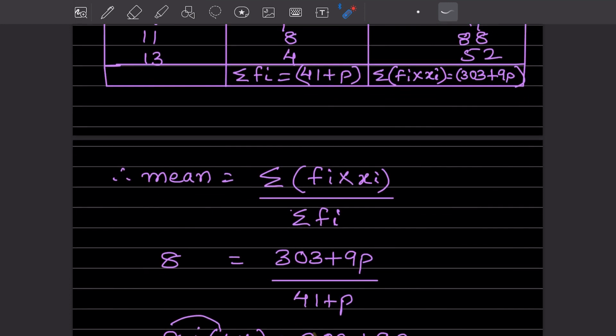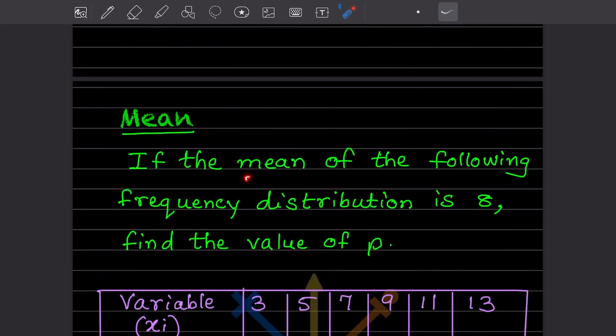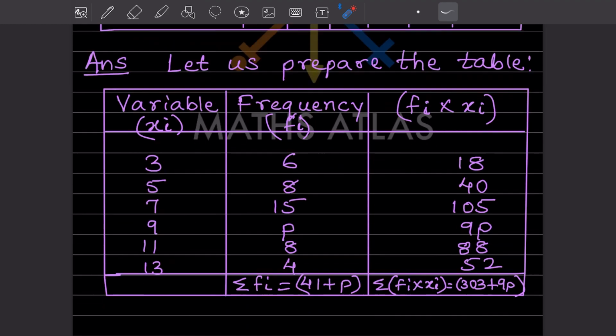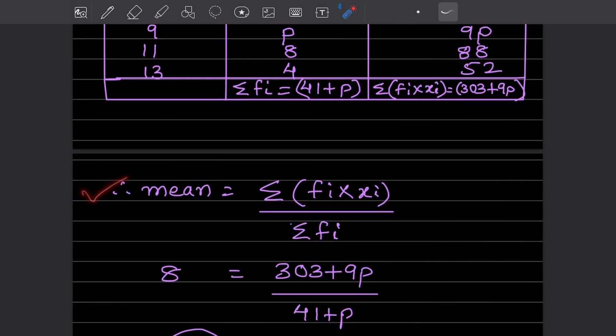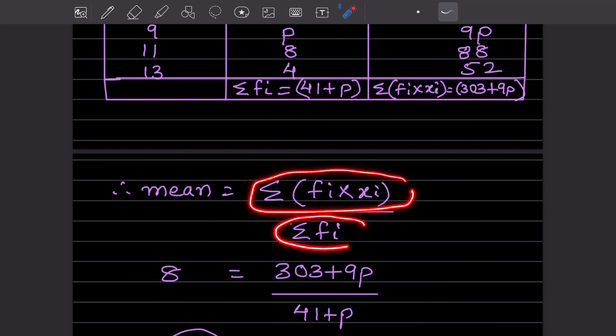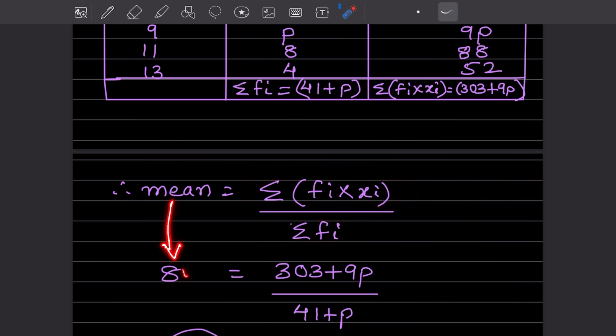Now we will go for the formula. The formula for the mean is the summation of fi into xi divided by the summation of fi. This you have to learn. The mean is given as 8, so below this we will write 8. The summation of fi into xi we have done over here, that is 303 plus 9p, and the summation of fi is 41 plus p.